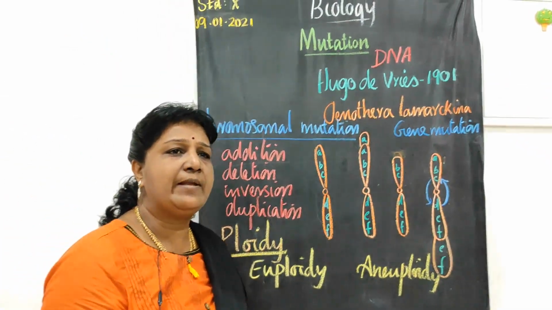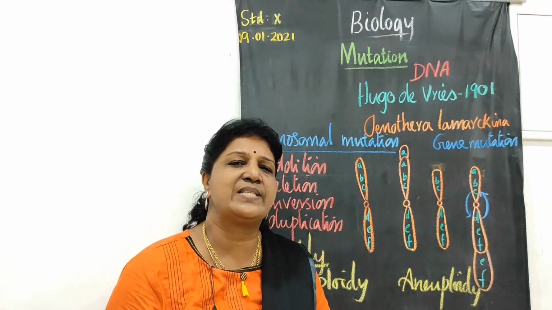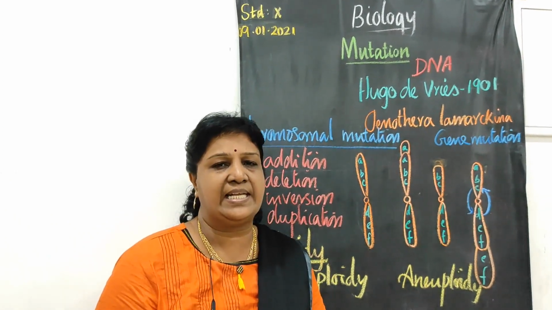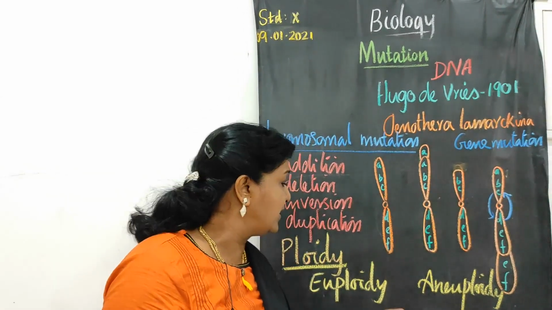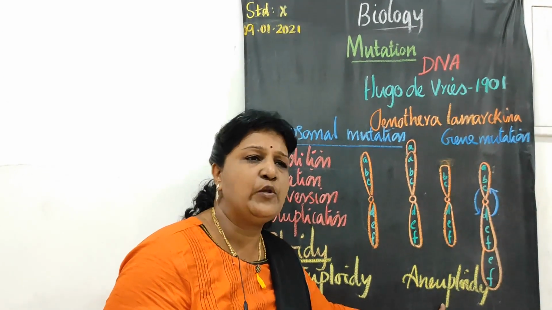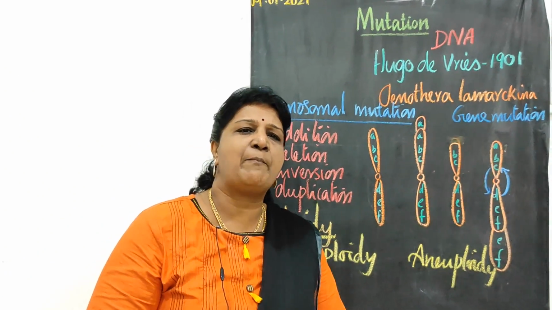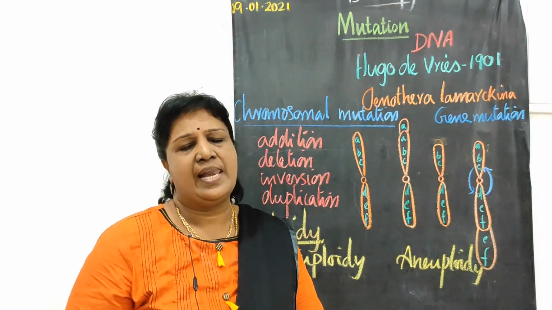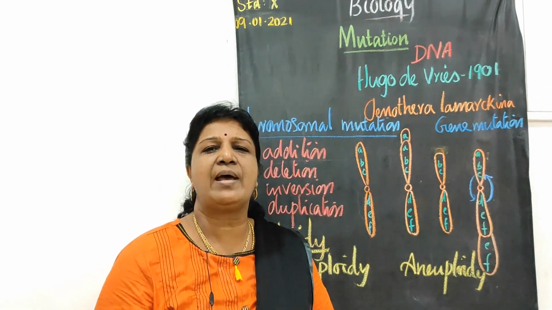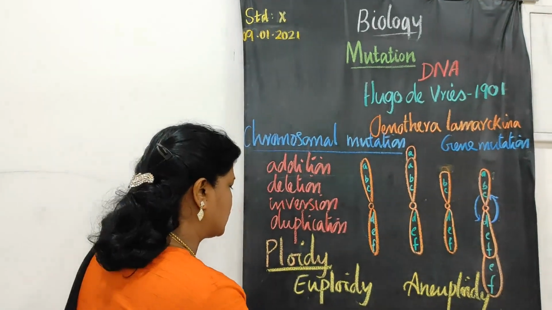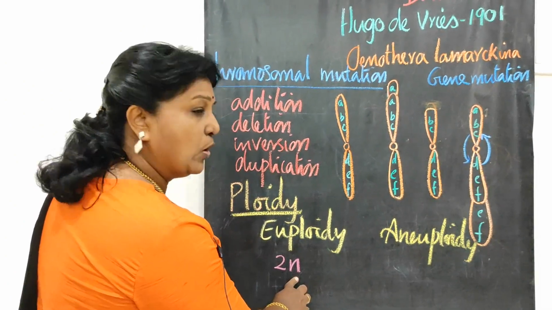So ploidy means what? Sometimes set of chromosomes will be added and sometimes set of chromosomes will be deleted. That is said to be ploidy. And this ploidy is of two types. What are they? Euploidy and aneuploidy. So euploidy means the individuals bear more than the usual number of diploid chromosomes. The usual number of diploid chromosomes is 2n. So this 2n is said to be the diploid number of chromosomes.